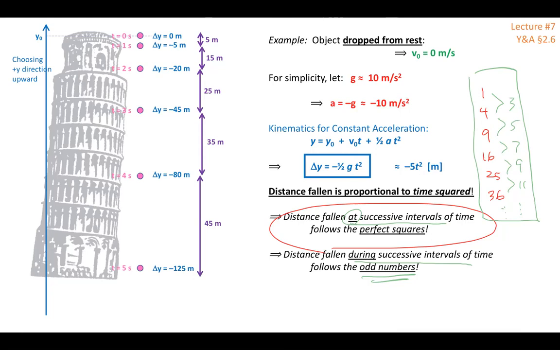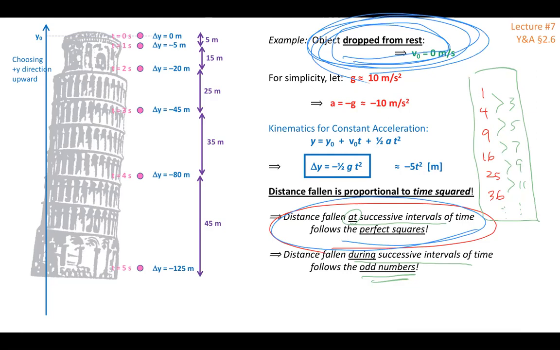What I would actually prefer is the first one, which is that the total distance that a falling object has traveled when it falls from rest follows the perfect squares. I want to emphasize this really is only true if the object is falling from rest, right? If the object has an initial launch upward or an initial launch downward, then these intervals won't follow the perfect squares or the odd numbers.